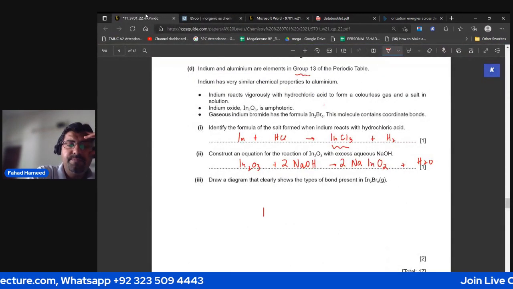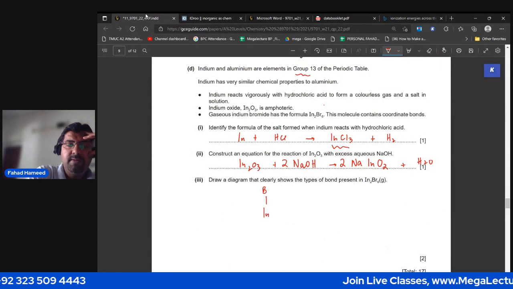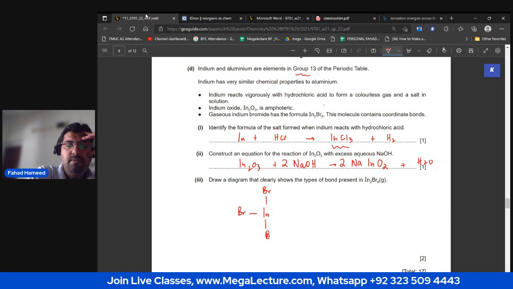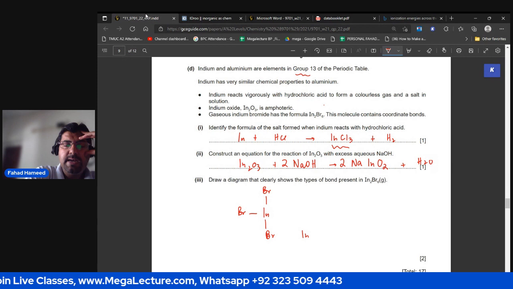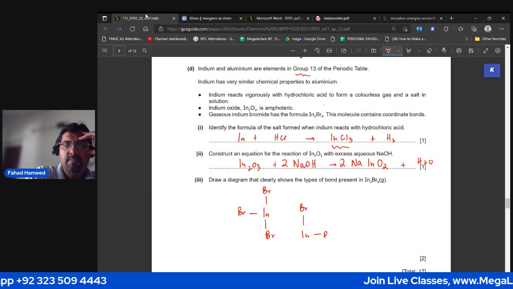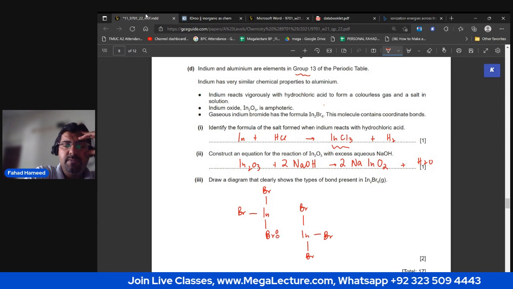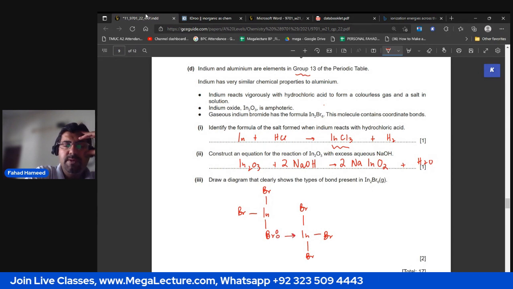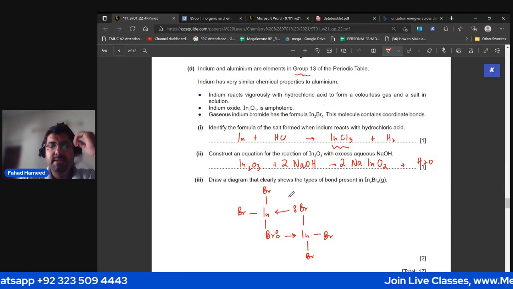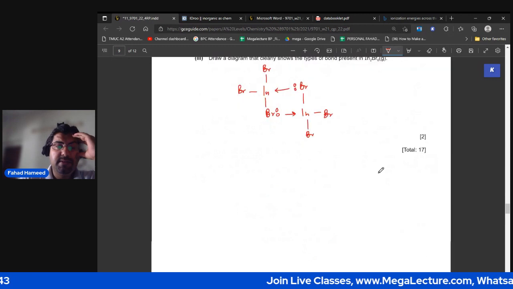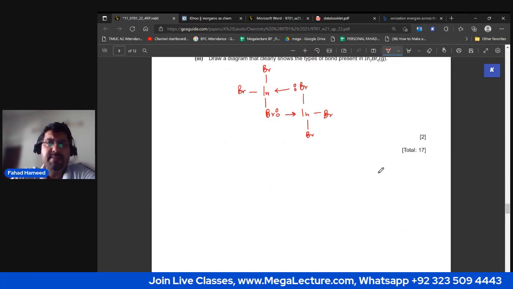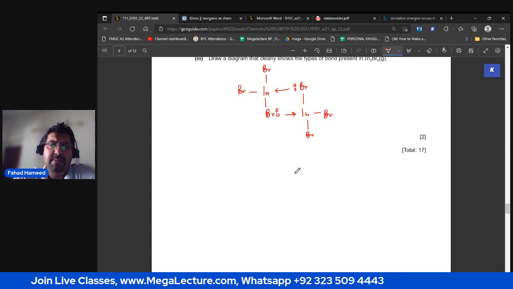It's going to be In, and you've got Br, and there is another In, and you've got Br. Now the lone pairs on Br would form a dative bond with indium. The lone pairs on this Br would also form a dative bond with this indium over here. So it's going to be In2Br6, and that's going to be your dimer. It's known as a dimer, that two InBr3 molecules have joined up.